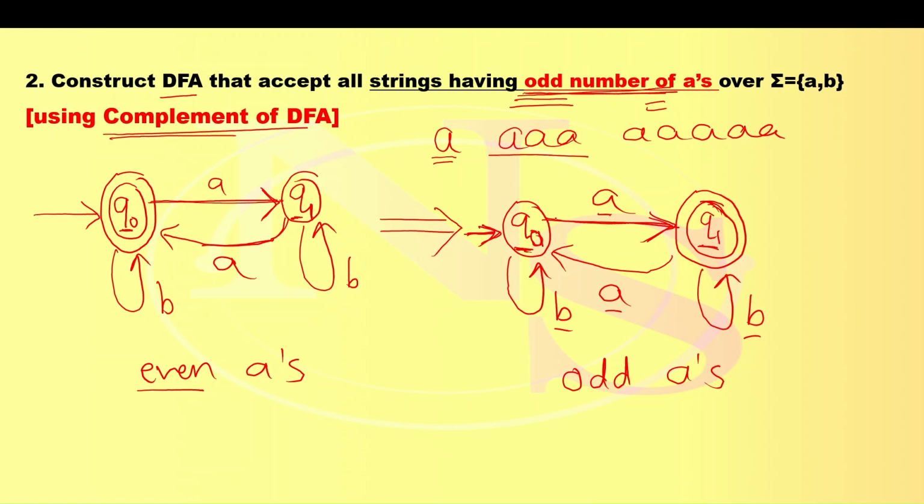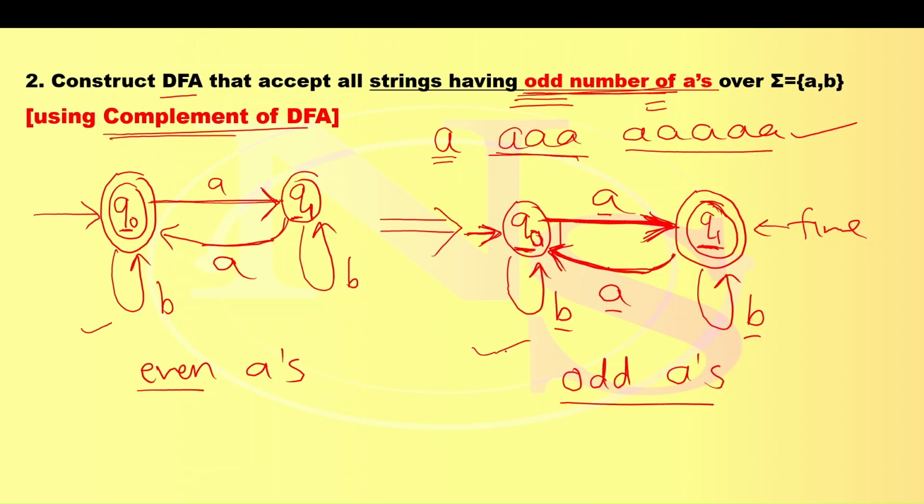If there are 3 A's, check first A, then second A, third A, reaching Q1. 3 A's gets accepted. Similarly for 5 A's, you can verify. Automata starts with the state Q0, first A, second A, third, fourth, fifth A. Automata reaching Q1. Q1 is our final state. It means what? 5 A's gets accepted. All odd number of A's will get accepted by this DFA.